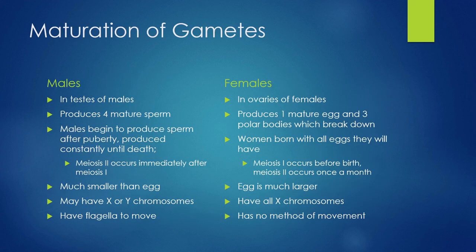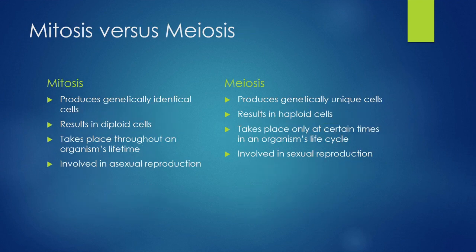All right, so not going to spend too much time on making eggs and sperm. The big difference here is that you get 1 egg for every division of meiosis in females, whereas you get 4 sperm. That's really the biggest difference, along with a couple other things, but that's the biggest one.